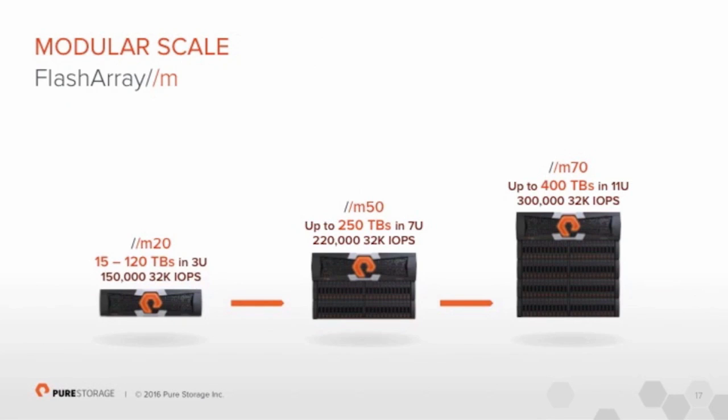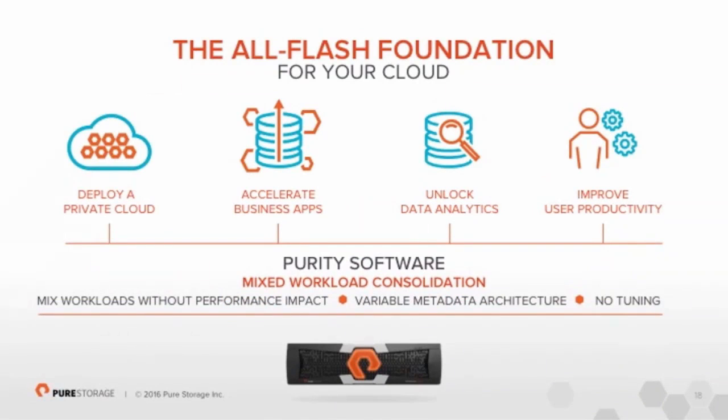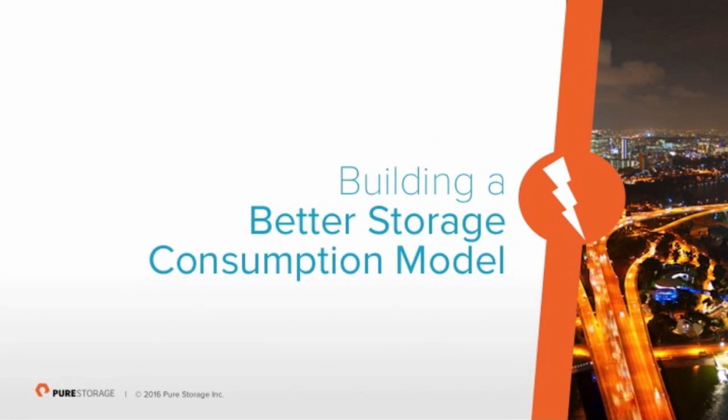These are scalable from the M20 from 15 to 120 terabytes all the way up to the 400 terabytes in 11U, which gives you various performance results into the 150 all the way up to the 300,000 32K IOPS. So overall, if you look at the foundation of things, we're trying to help you build out your private cloud internally in your environment by giving you not only acceleration of your business apps, but being able to unlock that data analytics by having faster access to information and doing this in a way that's so ridiculously simple that it improves user productivity by being able to consolidate all of this into one simple platform with no tuning and no configurations required whatsoever.